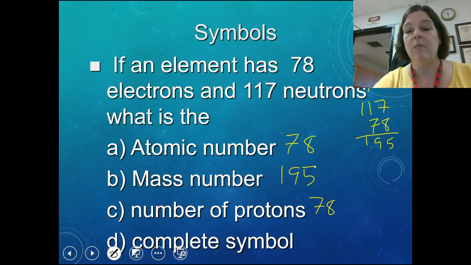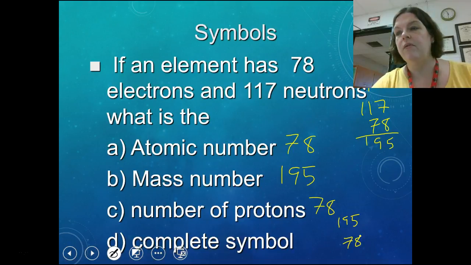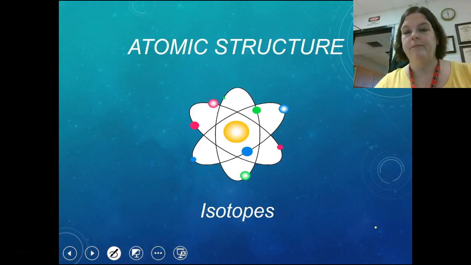What's the complete symbol? Well, the mass number goes on the top, atomic number goes on the bottom, and the symbol for this is Pt, platinum.